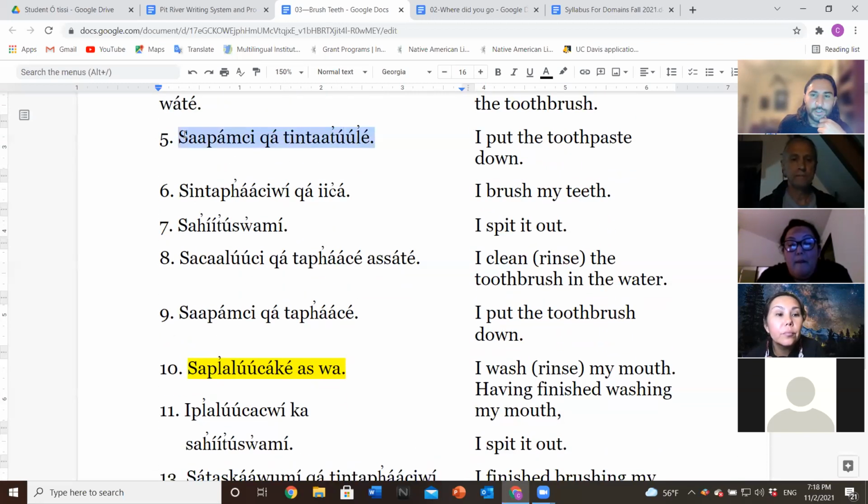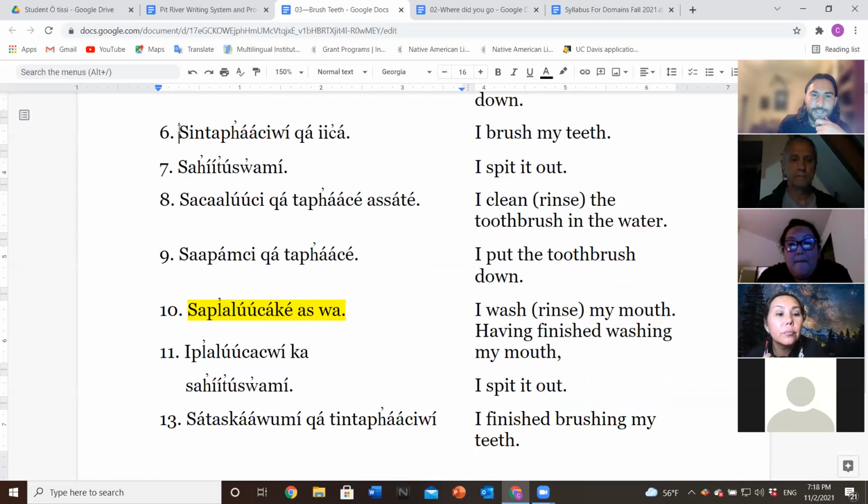Okay, we'll put the toothpaste down, and then next we have sentapajui ga icha. So that's I brush my teeth.